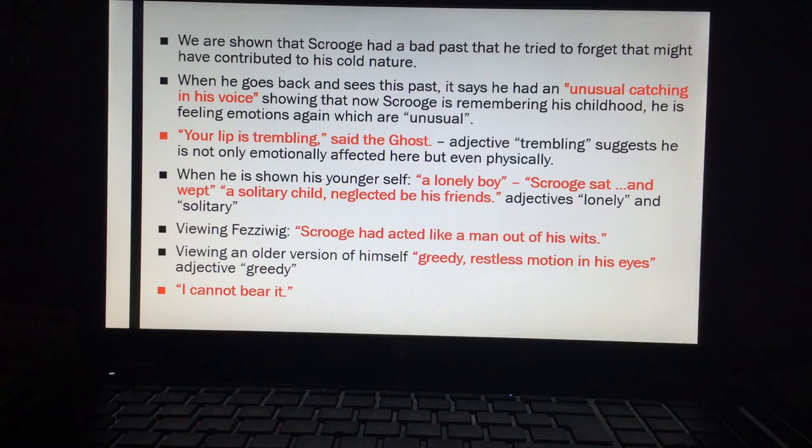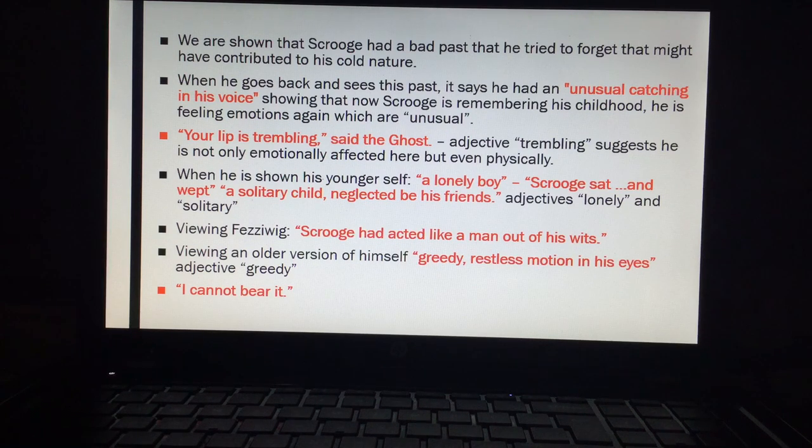So if you can remember the one-word quotation, unusual. Next, your lip is trembling, said the ghost. Again, look at your adjective, trembling. Not only is there an emotional change within Scrooge, but there is a physical change. So we know that the transformation is beginning to really take hold and really transform his character, because it's not just his emotions that are changing here. It is physically, he is moved.